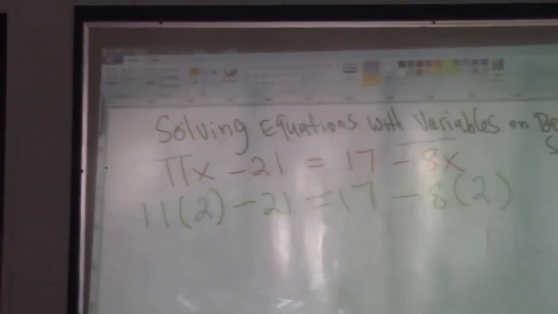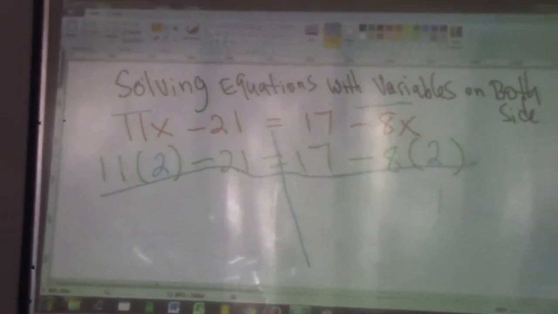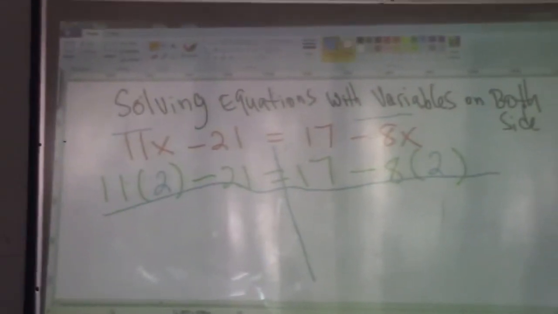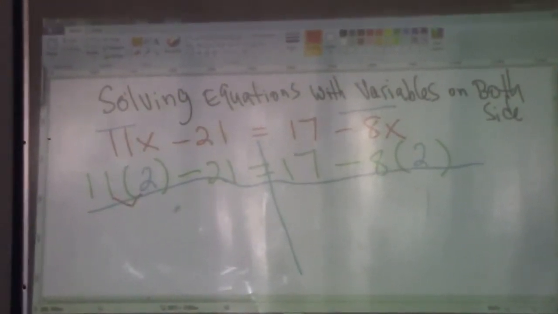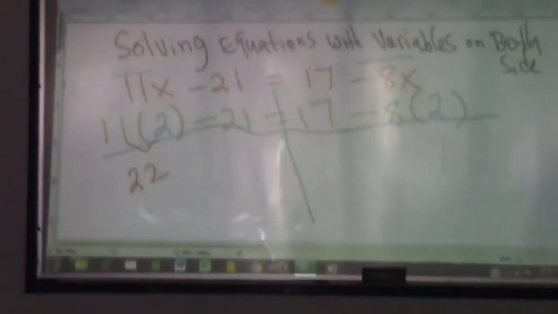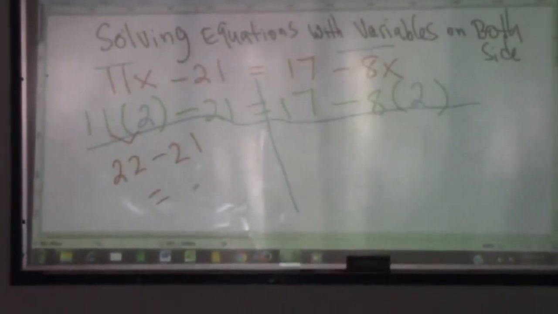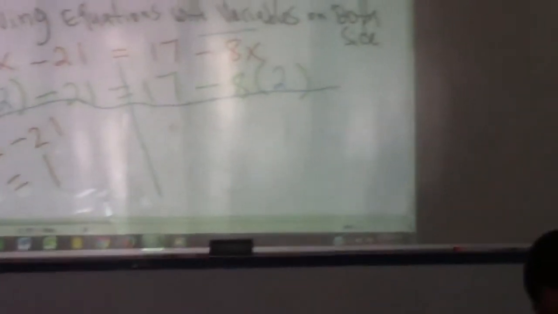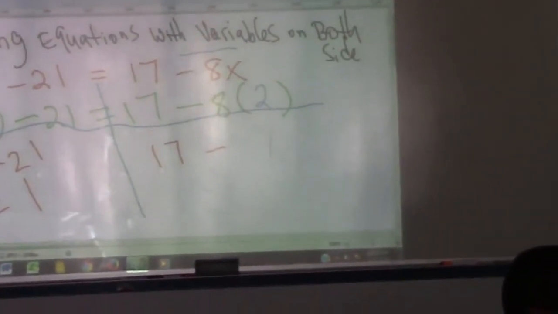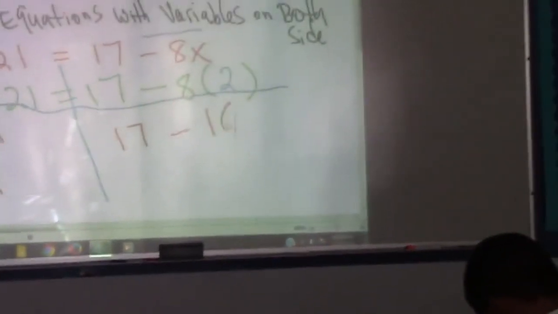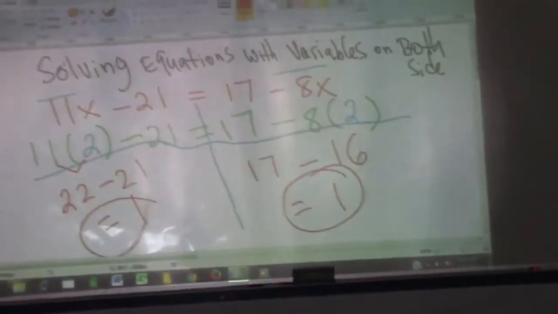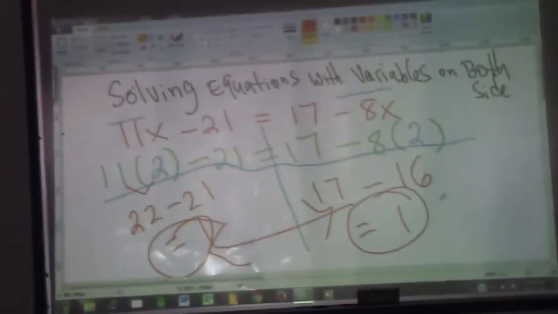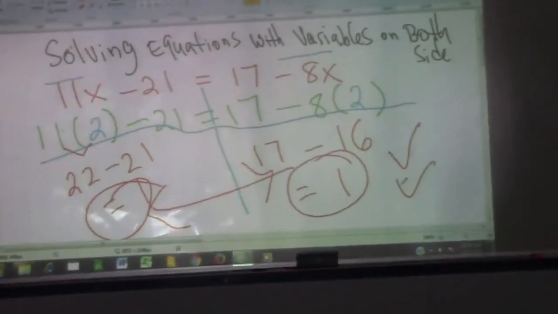Now the next thing we're going to do, this is just how I do it, I separate these two, and both sides have to equal the same number when I do my math here. Okay, so the first thing we want to do is go ahead and multiply 11 times 2. What is 11 times 2, class? 22. So we have 22 minus 21, which will be equal to what? 1. Look on the other side, we have 17 minus, what is negative 8 times 2? 16. And 17 minus 16 is what? 1. So are both of these the same? Yes. It's checked out, so we know our answer is correct. You guys did a great job. Give yourself a round of applause. Great job.